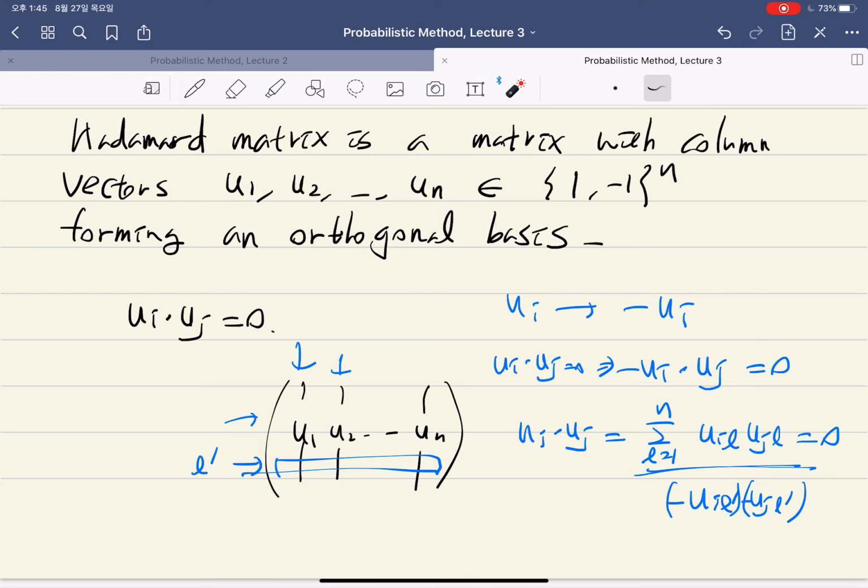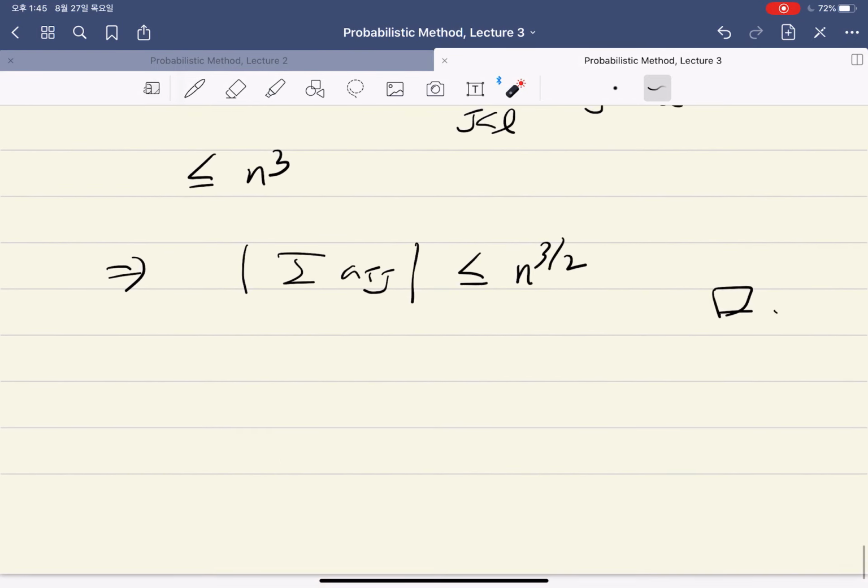So in the next video we will learn another method which is called the alteration method. So not just considering the expectation itself, we can actually modify our random process a bit. I will explain this in the next video instead of talking about it here.